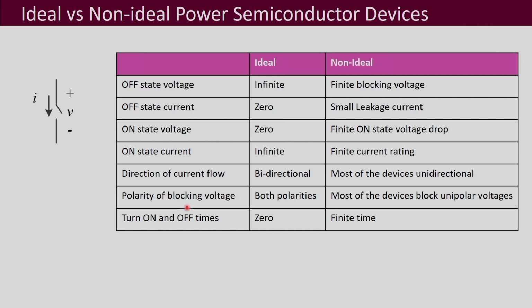And then your turn on and turn off times. When we analyzed the ideal converter, we said that it turns on and turns off instantaneously. So, the turn on and turn off times were 0, but in a practical device you will have some finite turn on and turn off times. So, these are the major differences between ideal and non-ideal power semiconductor devices.